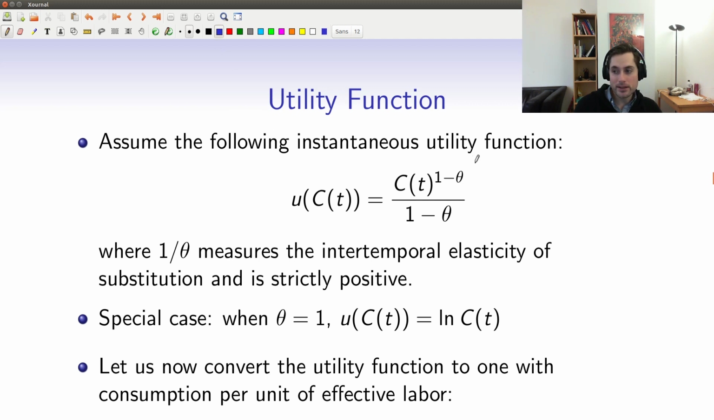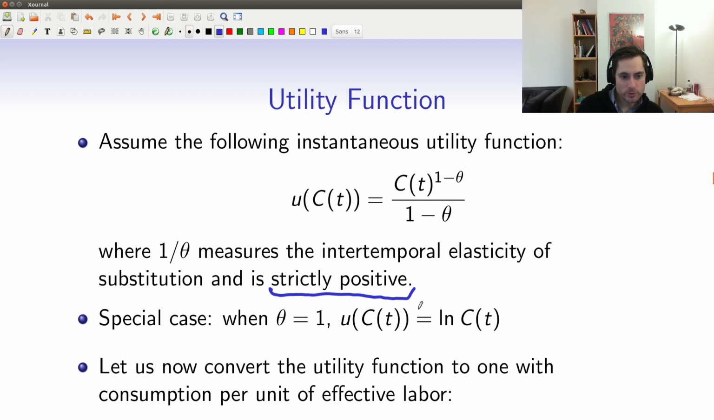So from now on, and for many of the models in this class, we're going to be looking at this particular utility function, which is known as the constant relative risk aversion utility function. I'm not going to explain why that's true, but it just looks like this. And this theta here, I believe it's restricted to be greater than 0. But we'll see. Yeah, here it is, strictly positive. So we do restrict it to be greater than 0.